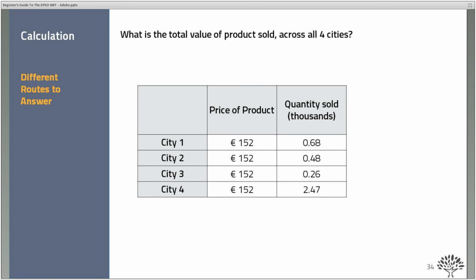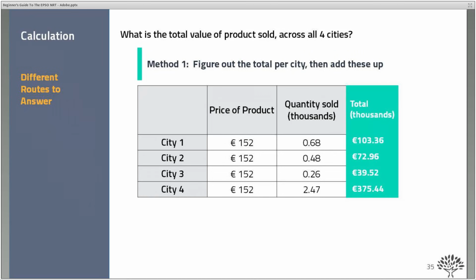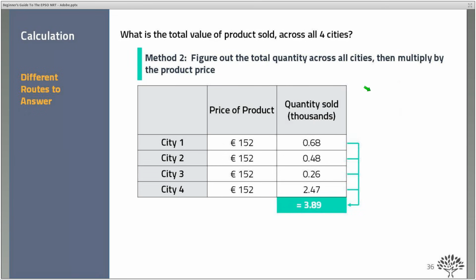Another example now, and this is to show that there are sometimes different ways you can get to the answer. What is the total value of product sold across all 4 cities? Well, one way you could work that out is working out how much product was sold per city, and then totaling up that column there. The other way you could do this is to figure out that because this is the same, the average across these will be the same as well. So you only really need to multiply 152 euros by this total here.